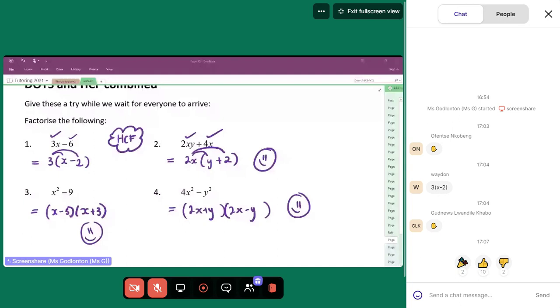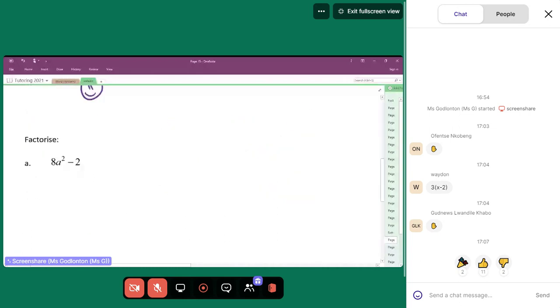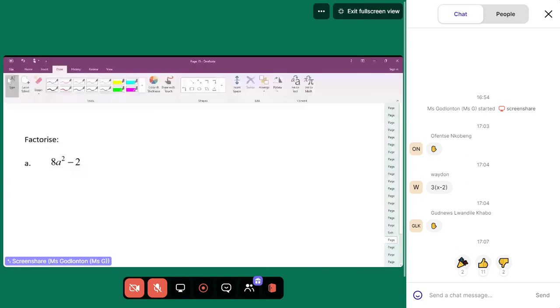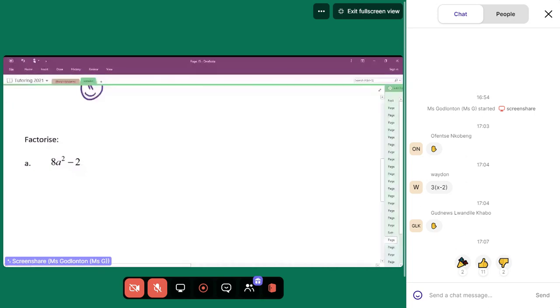So the whole point of today's lesson is we want to combine these two ideas into one question. So we're going to have a look at this, and I'm going to talk you through this one, and then I'm going to give you one that I want you to look at yourself. Whenever we factorize, and this is true for any type of factorizing, all the way up to matric, the first thing we have to look for is there a highest common factor? And if there is a highest common factor, we have to take it out. So that's always the first thing we do with factorizing. It's like our first sort of stop point.